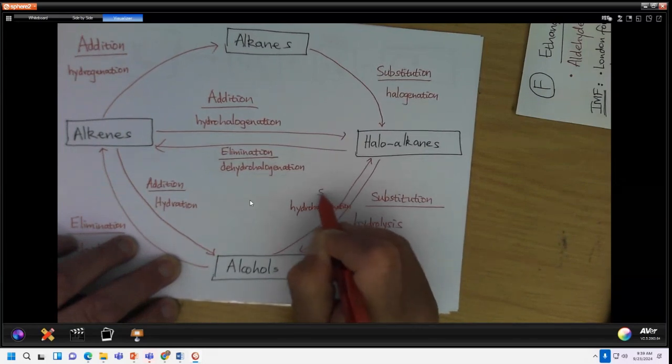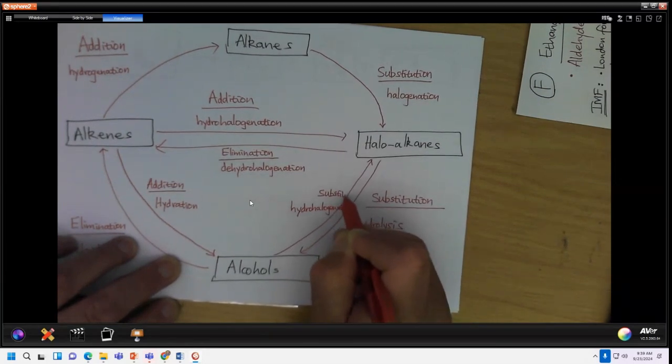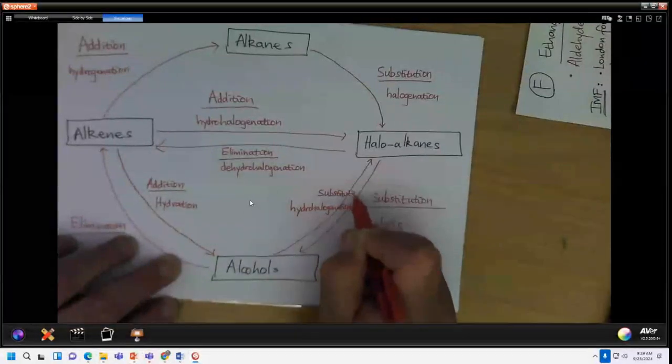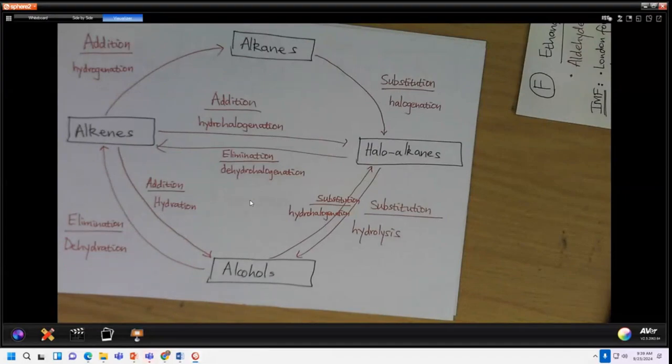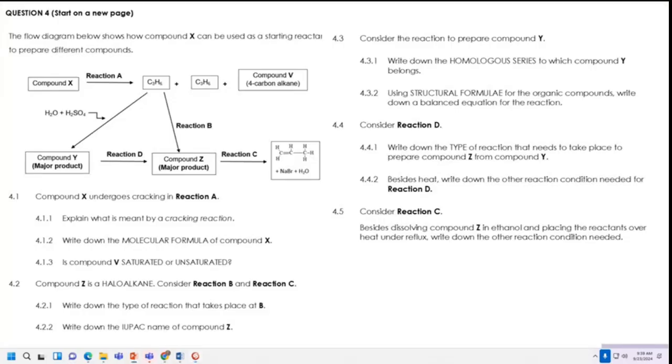All right, as I said, this is the substitution part. Right, this is the substitution side of the diagram. Okay, so there we have it. So when we look at that question there, question 4.1, write down the type of reaction that needs to take place to prepare compound Z from compound Y. The answer is substitution. You can also say, being more specific, hydrohalogenation and so on.